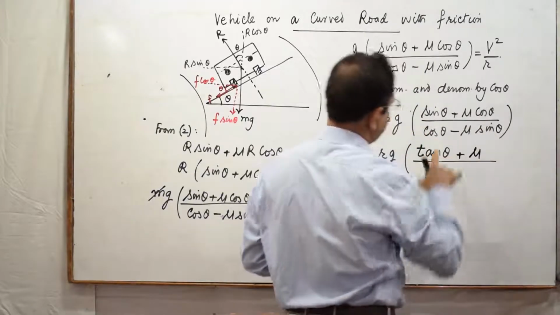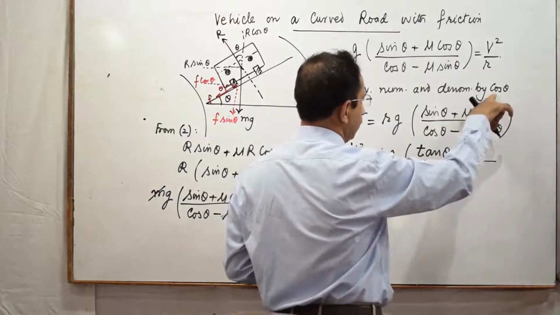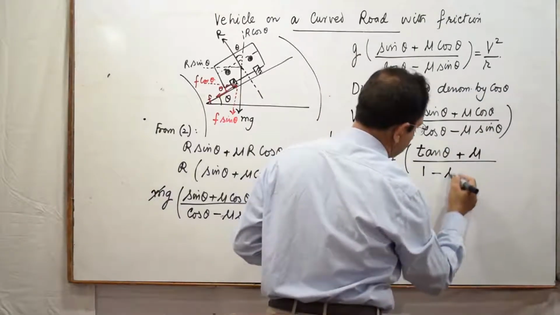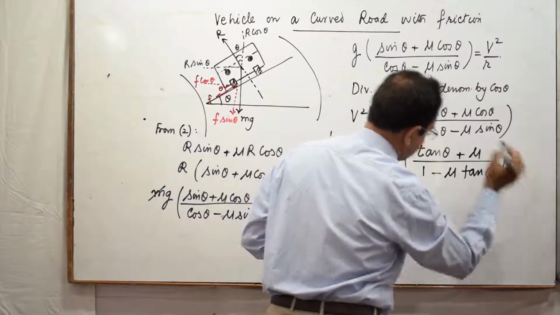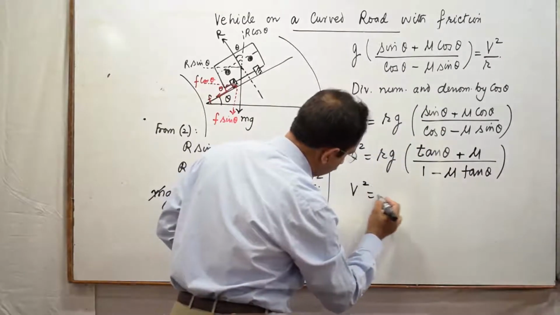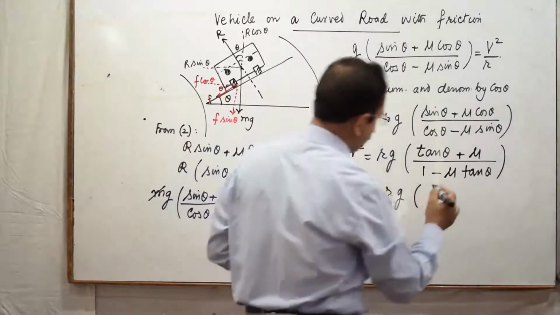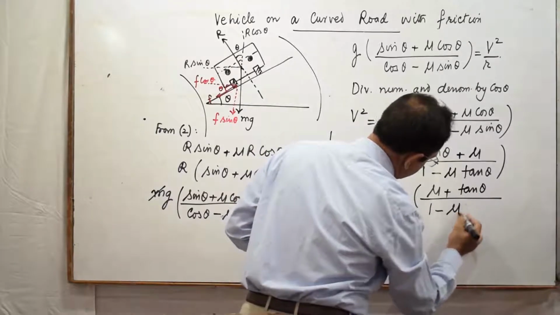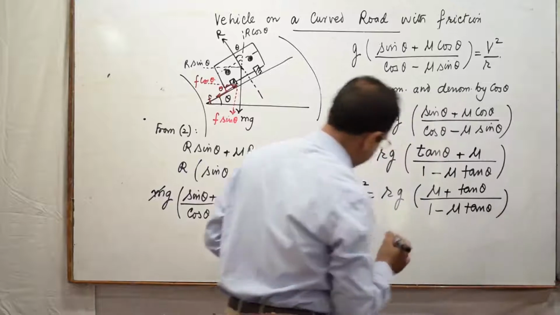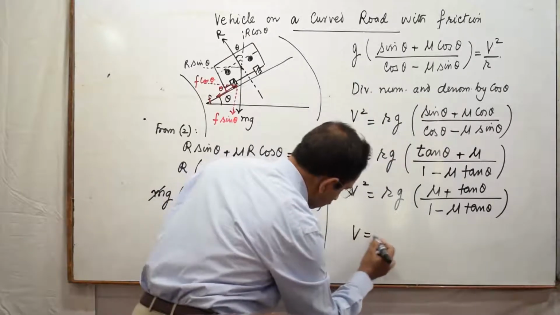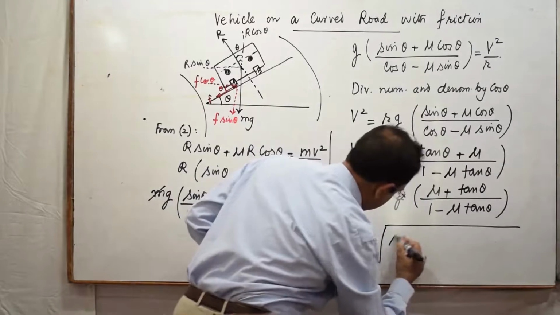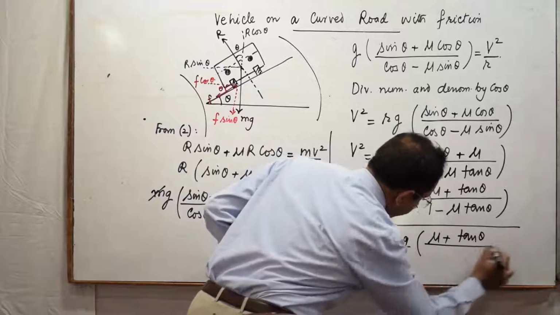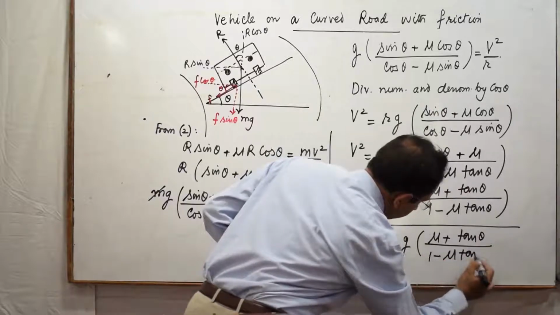Plus mu. The denominator, cos theta divided by cos theta, will be 1 minus mu sin theta divided by cos theta, so it will be mu tan theta. So finally I have v square equal to R into g into mu plus tan theta divided by 1 minus mu tan theta. Now this can further be written as v equal to square root of Rg into mu plus tan theta divided by 1 minus mu tan theta.